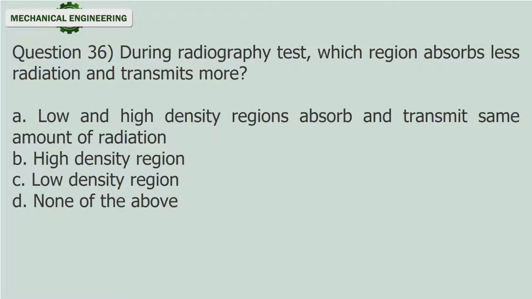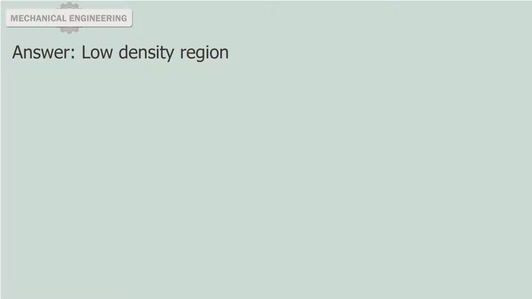Question 36. During radiography test, which region absorbs less radiation and transmits more? A. Low and high density regions absorb and transmit same amount of radiation. B. High density region. C. Low density region. D. None of the above. Answer: Low density region.